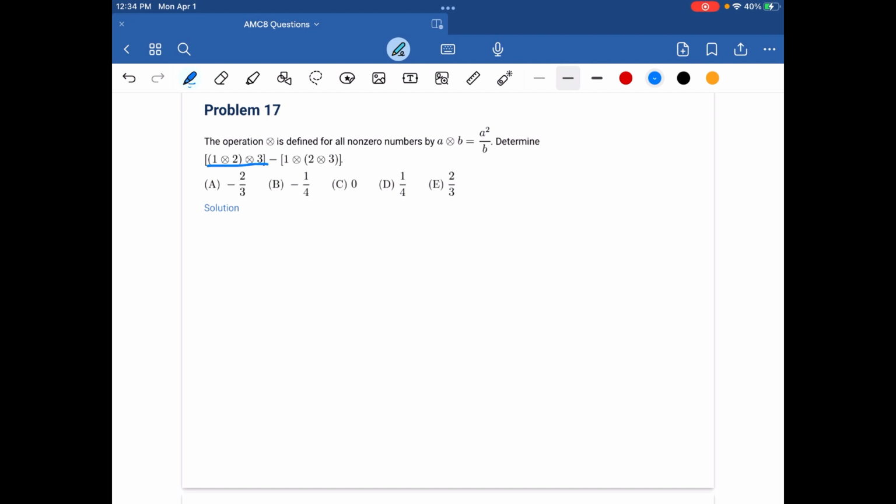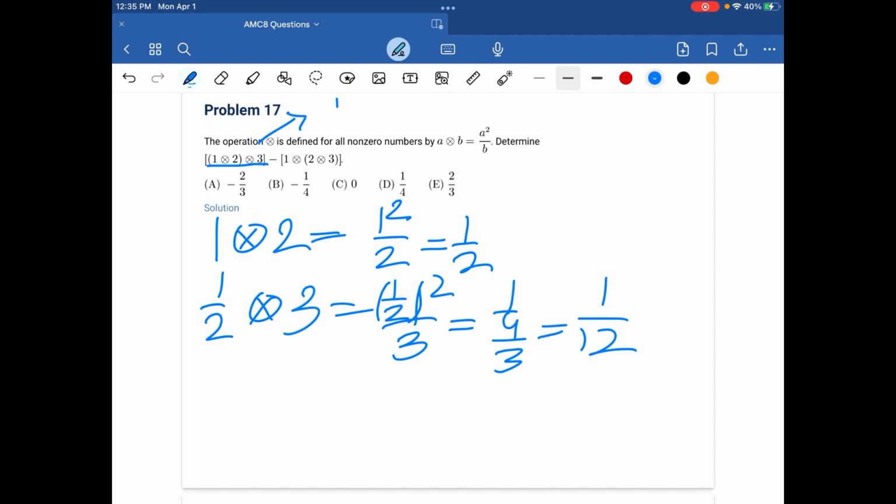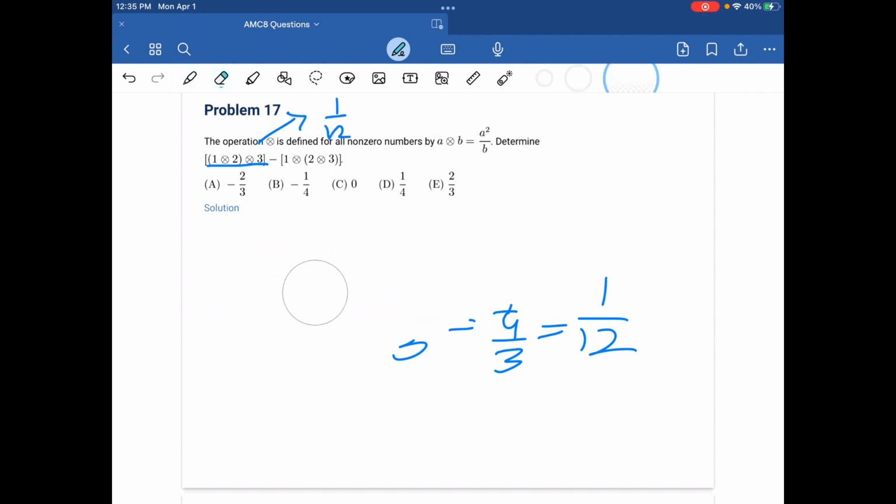In the left side, the innermost parentheses say 1x2, which is equal to 1 squared over 2, or 1/2. Next, we have 1/2 x 3, which is just 1/2 squared over 3, which is 1/4 over 3, which is also equal to 1/12. So then this left side is 1/12. I'll just write this over here and then erase everything in the bottom.